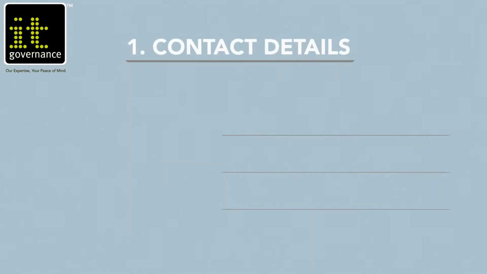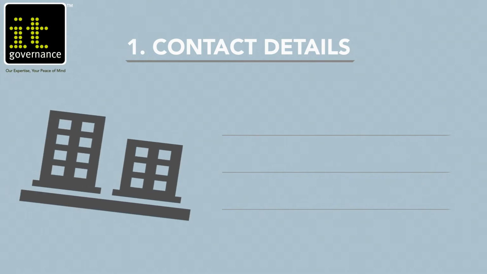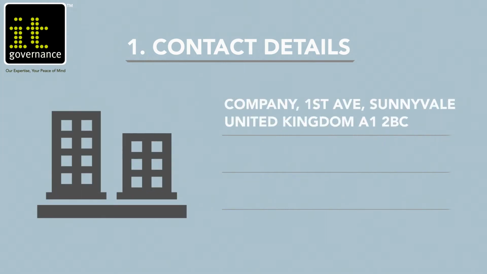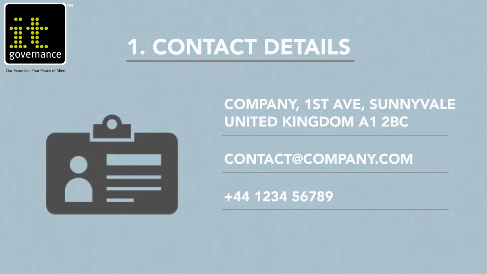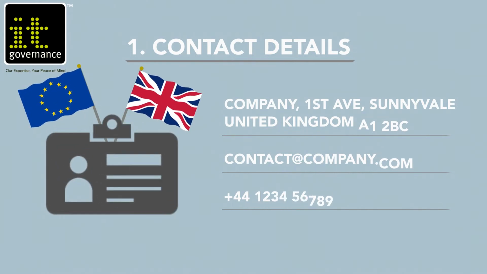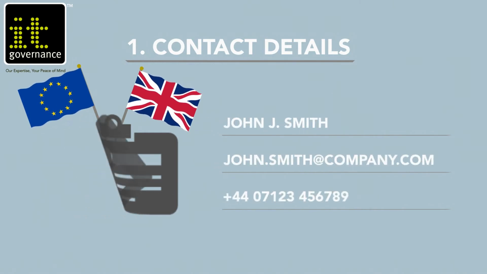According to Article 30 of the GDPR, a privacy notice should include the following. Contact details. The first thing to include in your privacy notice is your contact details. Your organization's name, address, email address, and telephone number. If you've appointed a data protection officer and/or an EU or UK representative, you should include their contact details too.